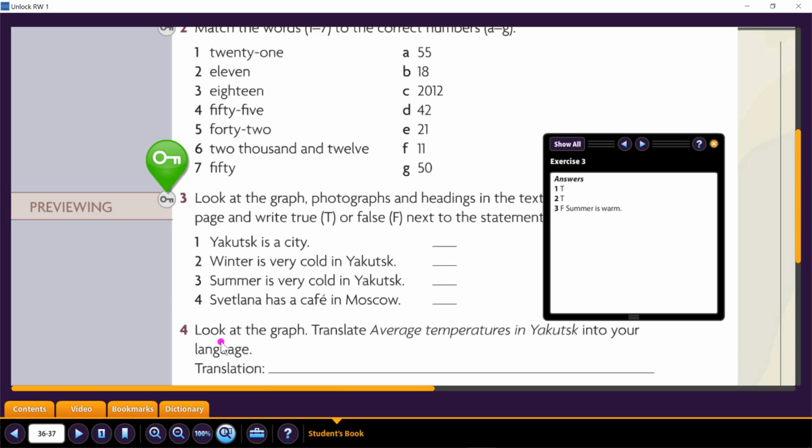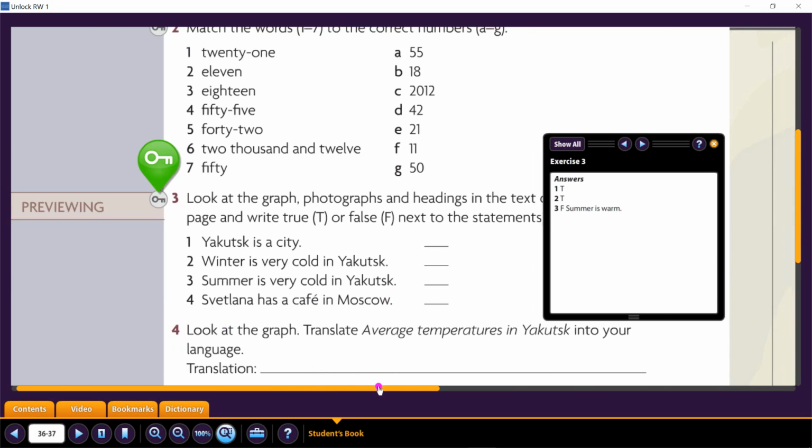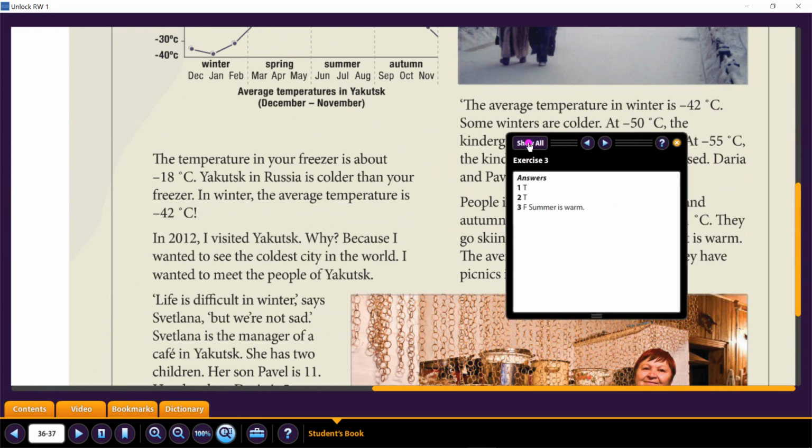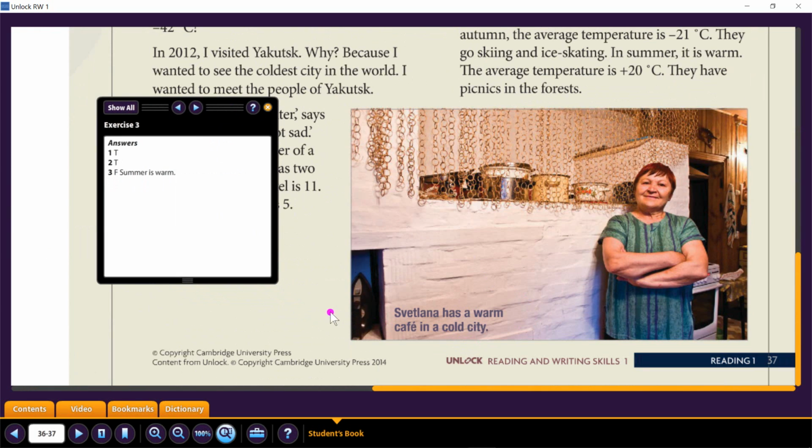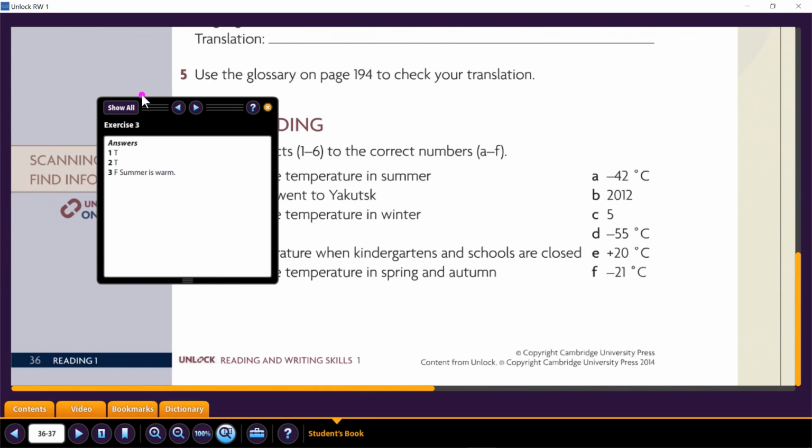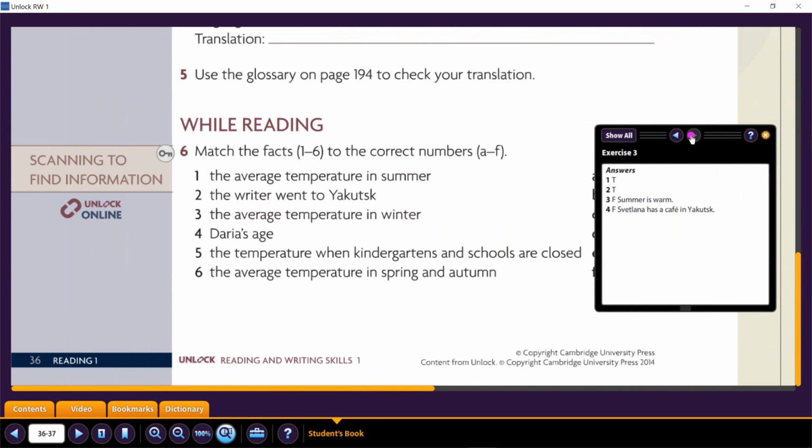Number 4, Svetlana has a cafe in Moscow. So, here we have a picture. What do you think? False. Svetlana has a cafe in Yakutsk.